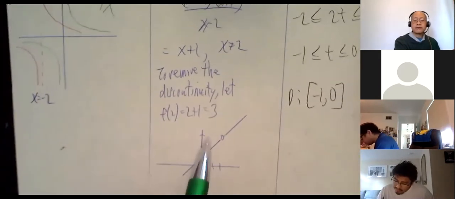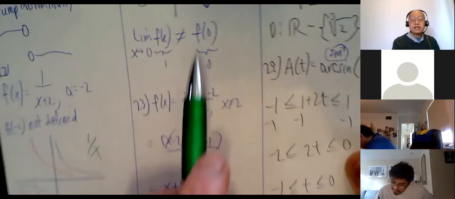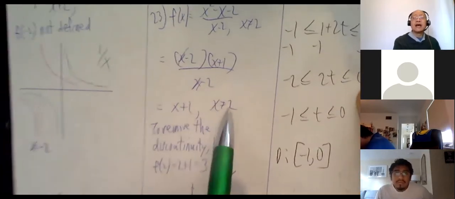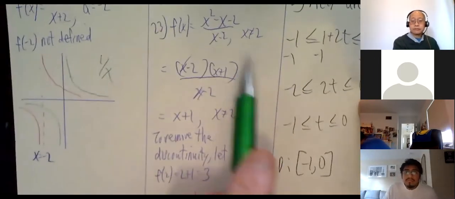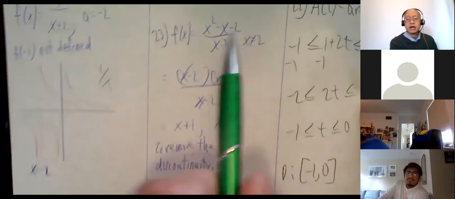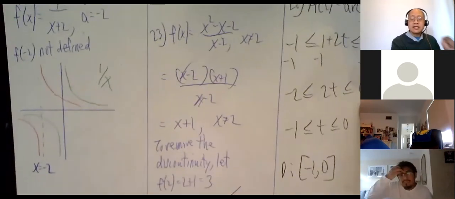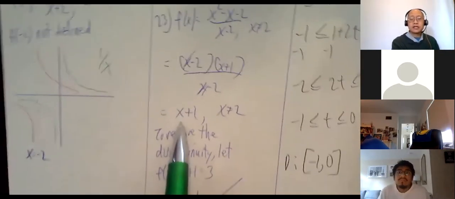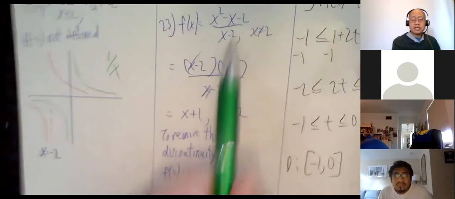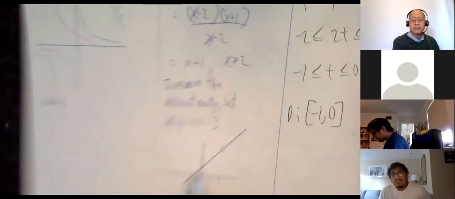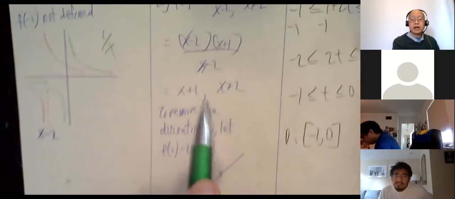Here's the graph. This function is exactly the same as this function, except at x equals 2. There's the algebra, right? So again, in algebra 1, when we go from here to here, technically they're not equal because here 2 is not allowed. Here 2 is allowed. So what's the graph of this? It's the same as x plus 1, slope is 1, y-intercept is 1. Go like that, except you punch a hole at x equals 2.